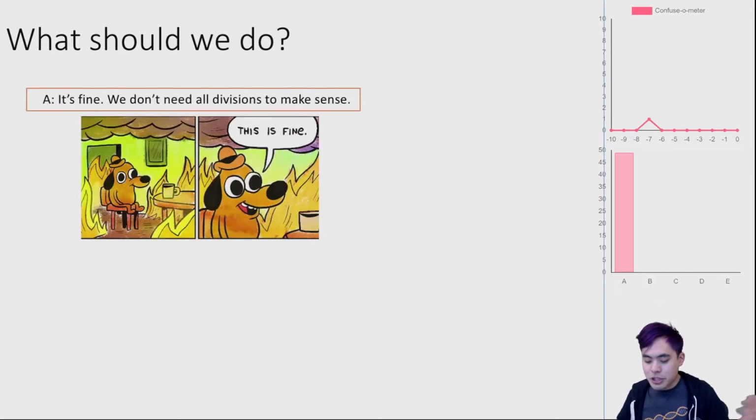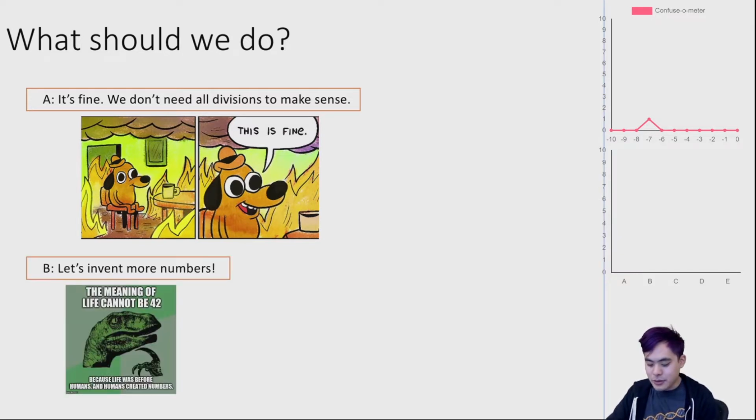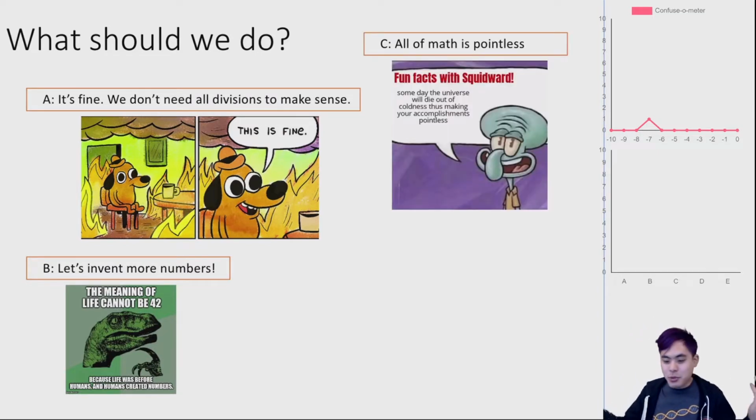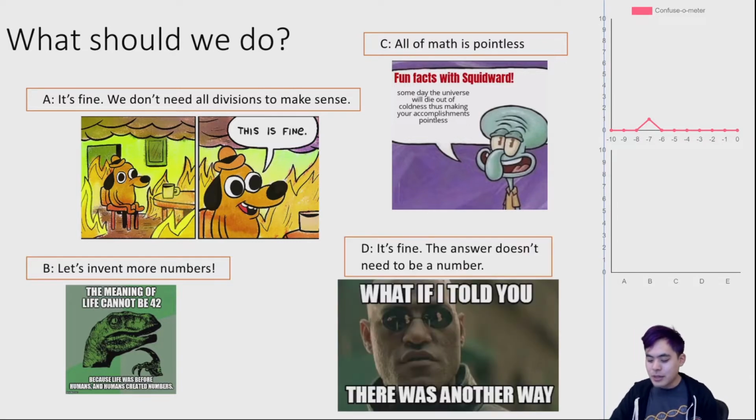So, let me reset the chat. Is the answer, it's fine, we don't need all divisions to make sense? Or is the answer, let's invent more numbers? Or is the answer, all math is pointless? Or I'm going to give you a fourth option this time, which wasn't in last time: it's fine, the answer doesn't need to be a number. What if we invent non-numbers that we can divide things to? So let's see what people want to do.